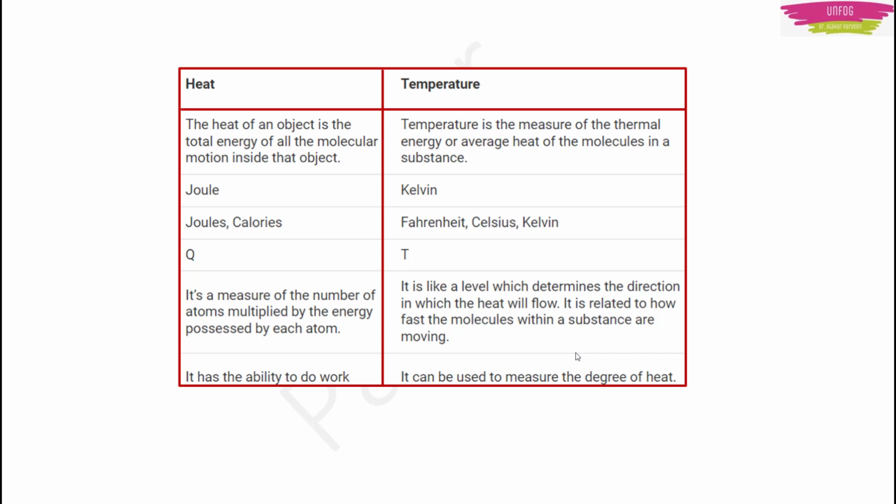Okay, and we also told that heat is nothing but energy, right? Energy means the ability to do work, but temperature is not energy. It is just a degree of hotness or coldness. It can be used to measure the degree of heat. So you cannot know whether the body is hot or not if you don't measure the temperature. That is how it is. So heat and temperature, they are always friends. They will be together. If heat increases, temperature will increase. If heat decreases, temperature will decrease.